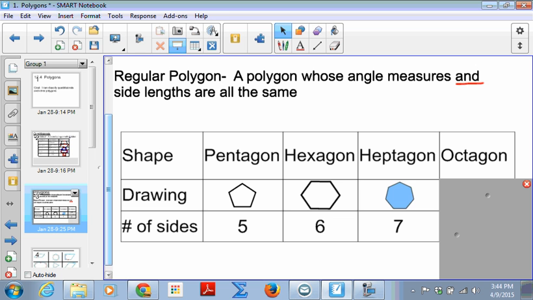Heptagon, much more uncommon, has 7 sides. Certain coins from countries are in this shape, but again, very rare. Then an octagon with 8 sides. Stop signs are good real-life examples of octagons.